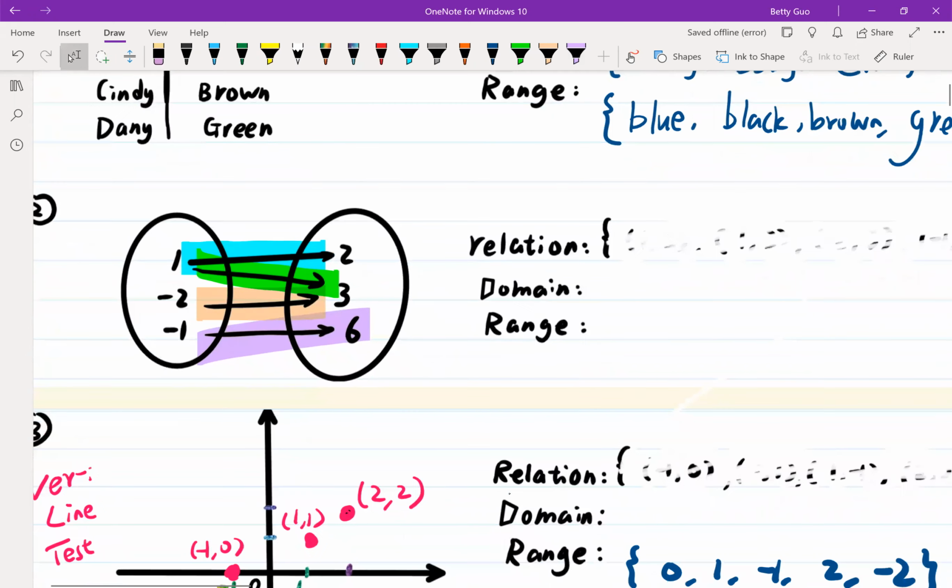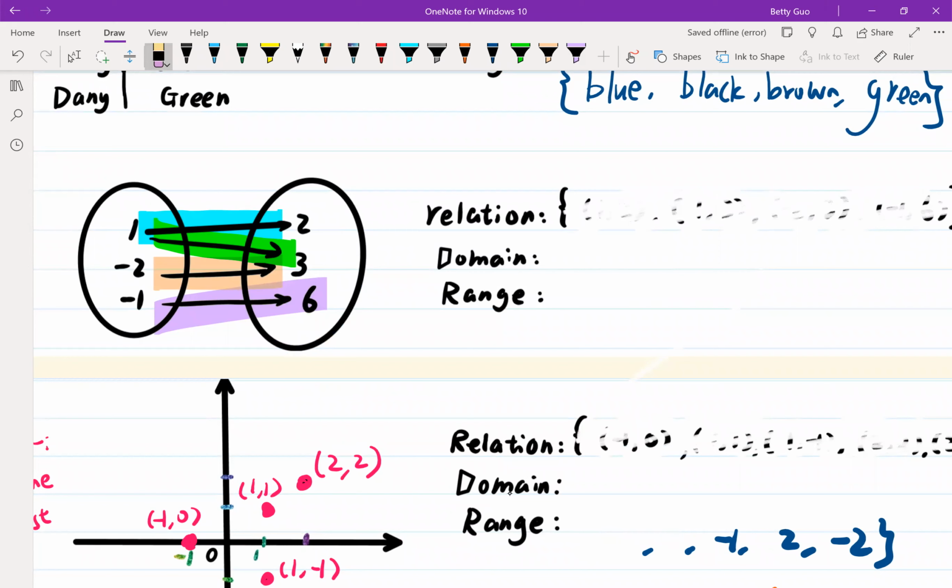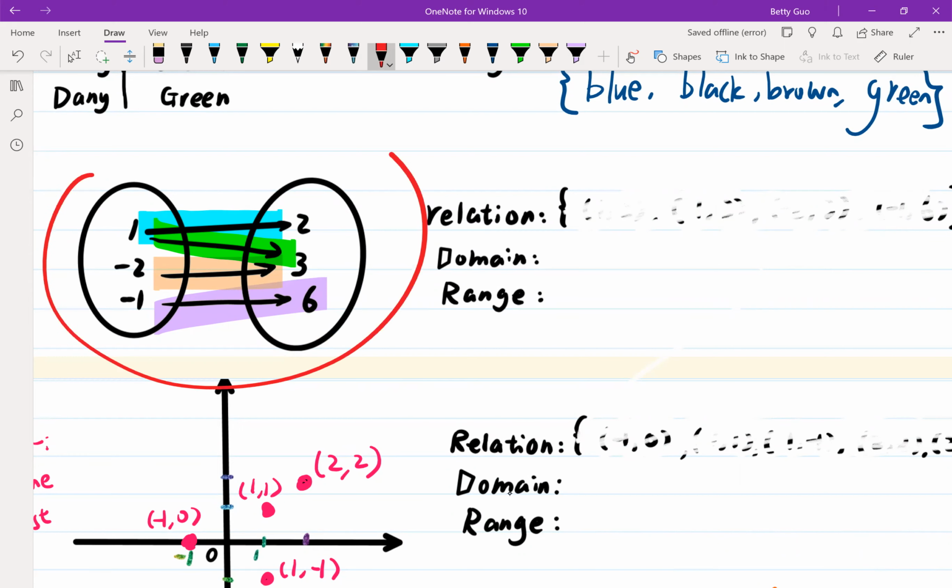You need to determine, do you see a relation in the diagram? We are looking at here, okay? What is the relation? Anything that can be seen as a set of ordered pairs, anything which can be written as a set of ordered pairs.